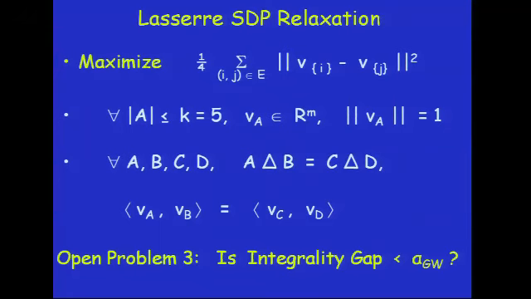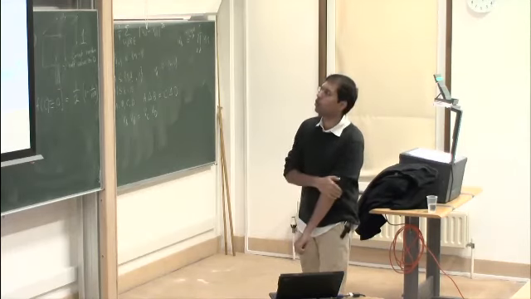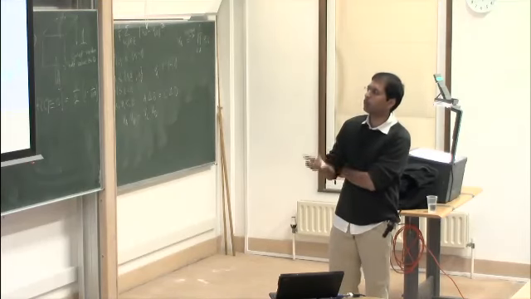It's exactly the same as I wrote here, except that now all these v_A's are unit vectors, and the product is replaced by the inner product. And how many constraints are there? If you think of k as a constant, then there are n to the k constraints. So that can be solved in polynomial time. And this is the open problem 3.